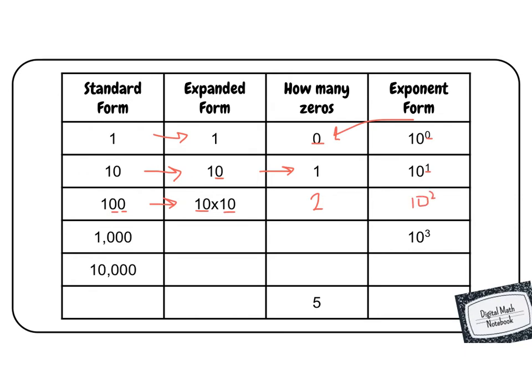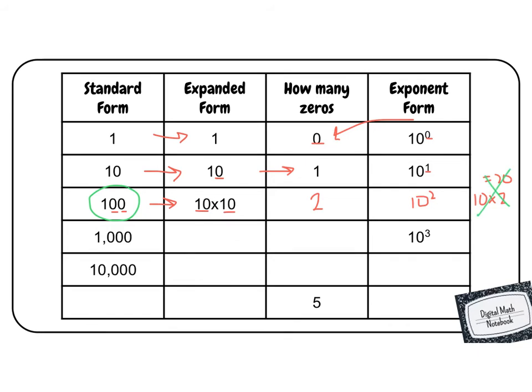Now notice that this is not 10 times 2, because that would equal 20. And we're not talking about 20, we're talking about 100. So we're multiplying by ourselves, we are not multiplying by the exponent.